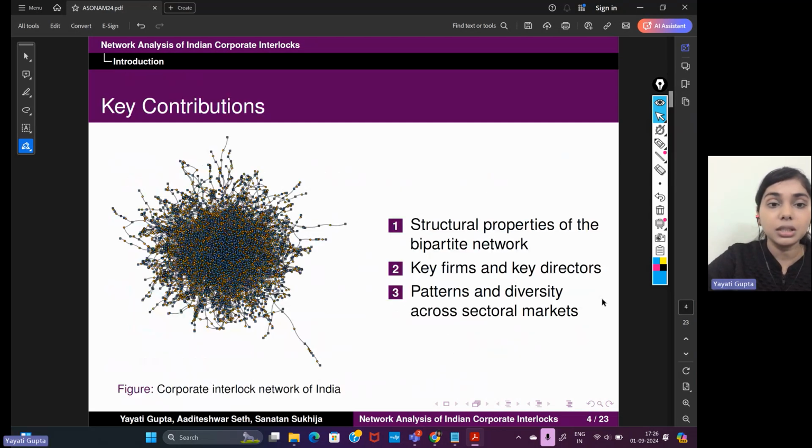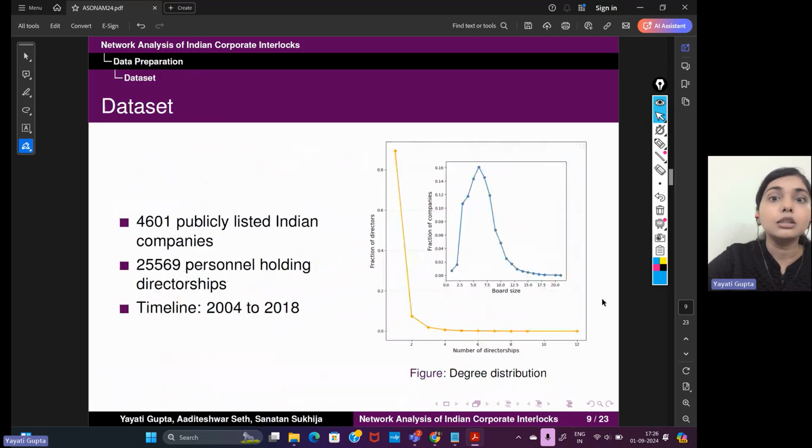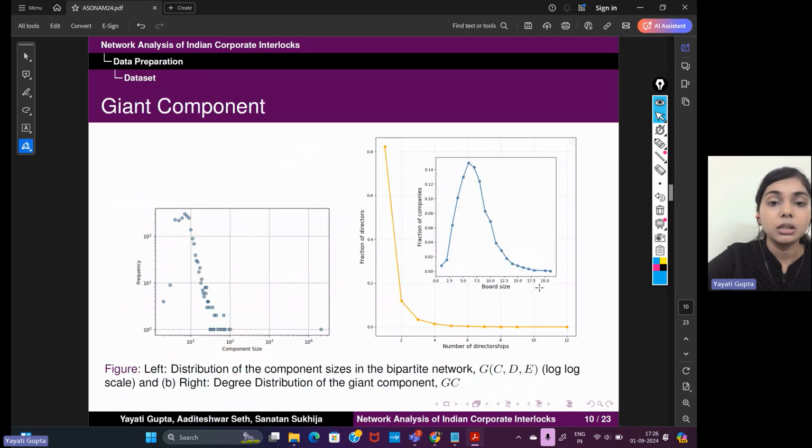Now, this visualization that I have shown you earlier is not the complete bipartite network. It's a small induced subgraph of that network. The original bipartite network is actually disconnected and has a lot of connected components. This figure on the left-hand side shows the size distribution of these connected components on a log-log scale.